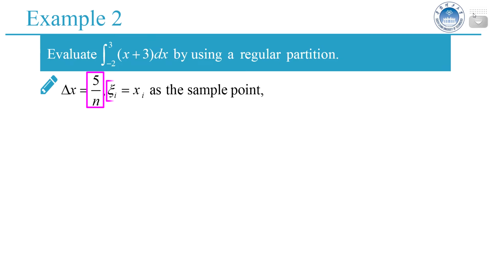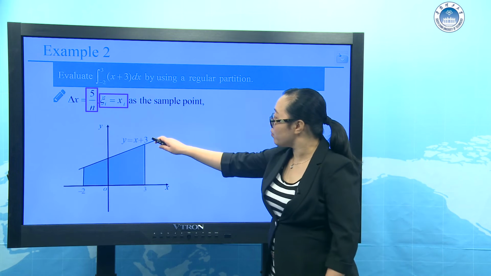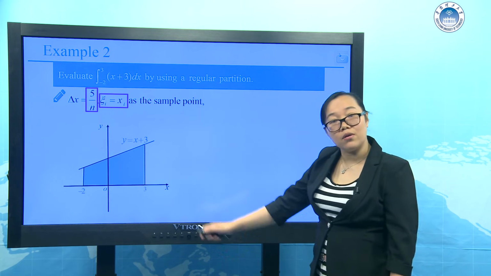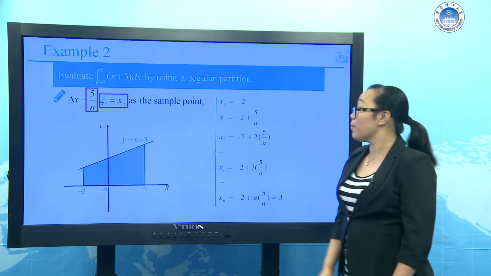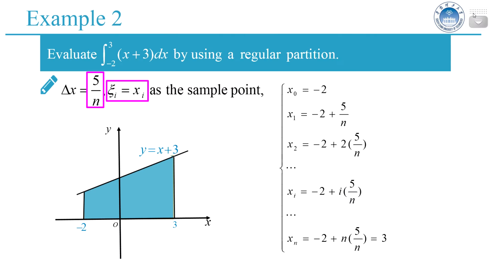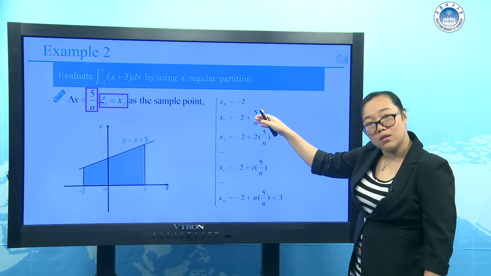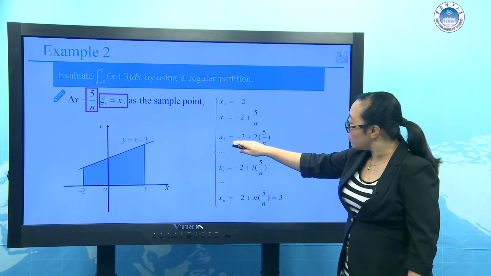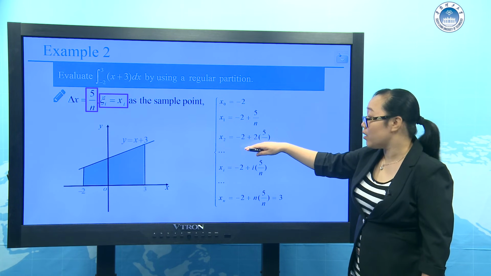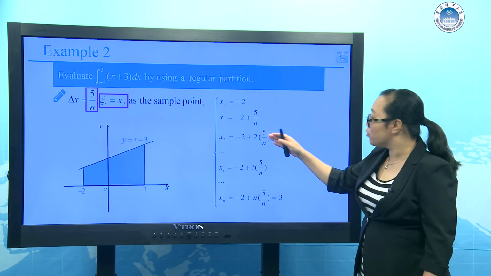Try to understand 5 over n and xi. Now look at the figure: y equals x plus 3. How to find the corresponding area? Taking the original point, x0 equals the lower limit, which is -2, and xn equals our upper limit, which is 3. How to write it? x1 equals the beginning point plus the interval distance. x2 equals the left end point plus 5 over n times 2.